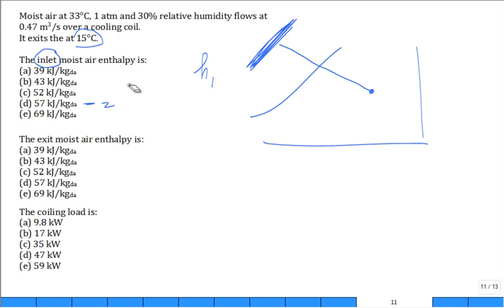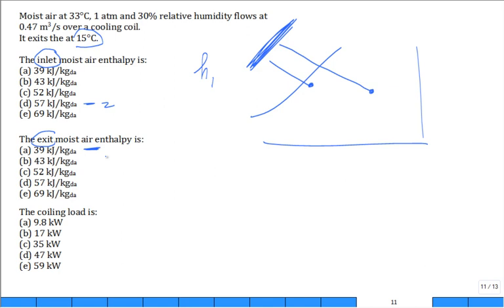Very good. What is now the exit? So we come over here. Remember 90% relative humidity. What is my exit enthalpy? Yes, sir. A. Exit is 39. I think you were giving me the answer for the exit last time. Is that what you gave me? Yeah, that's what you did.